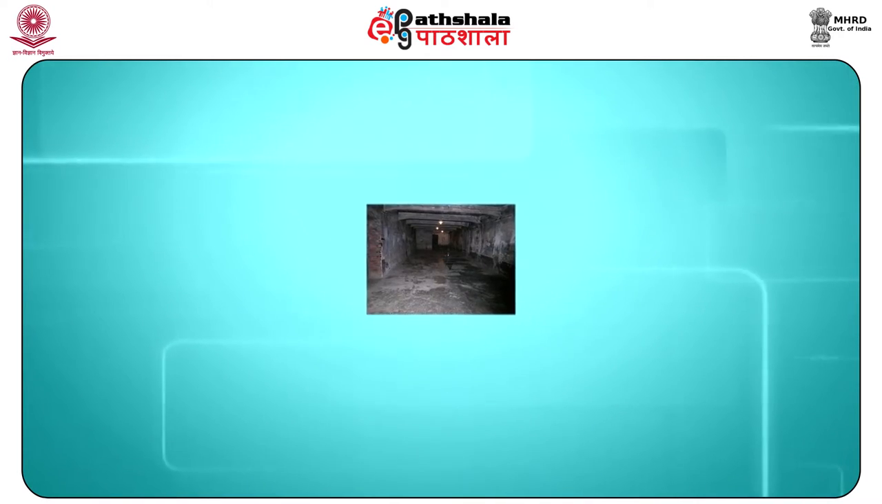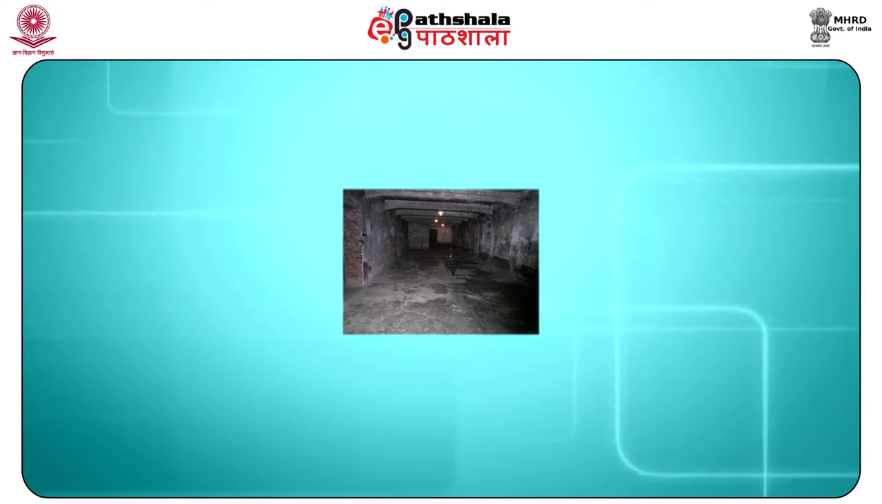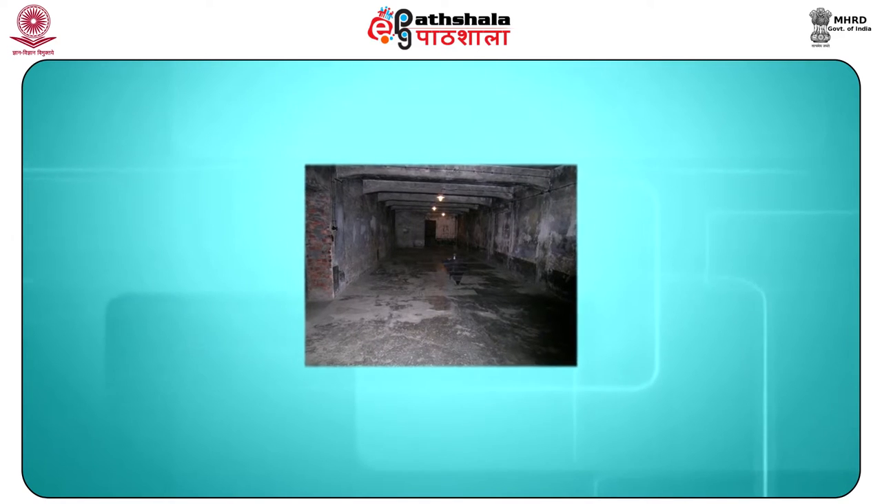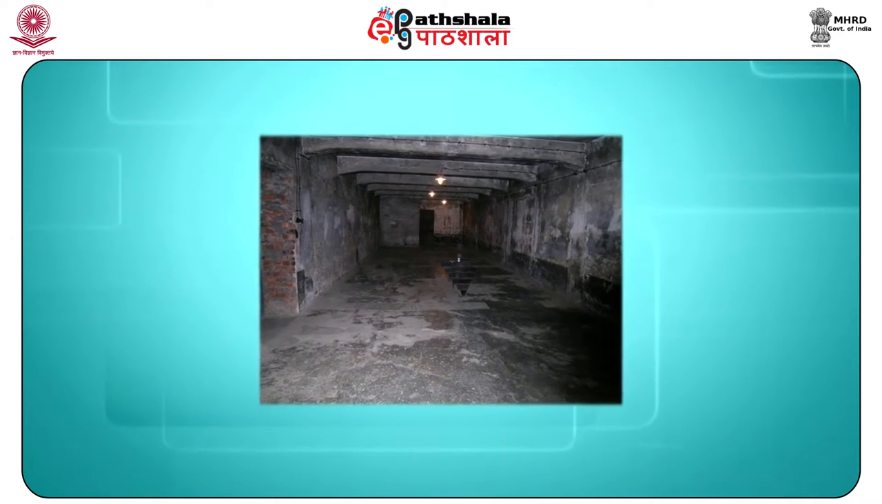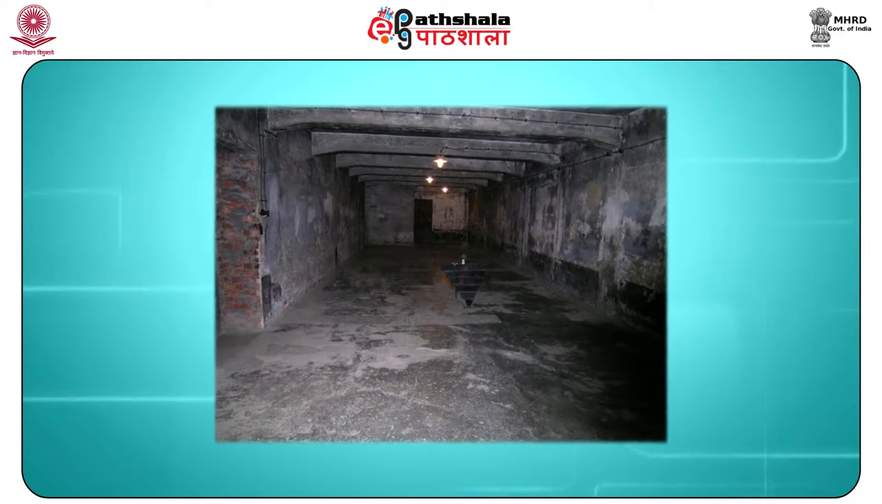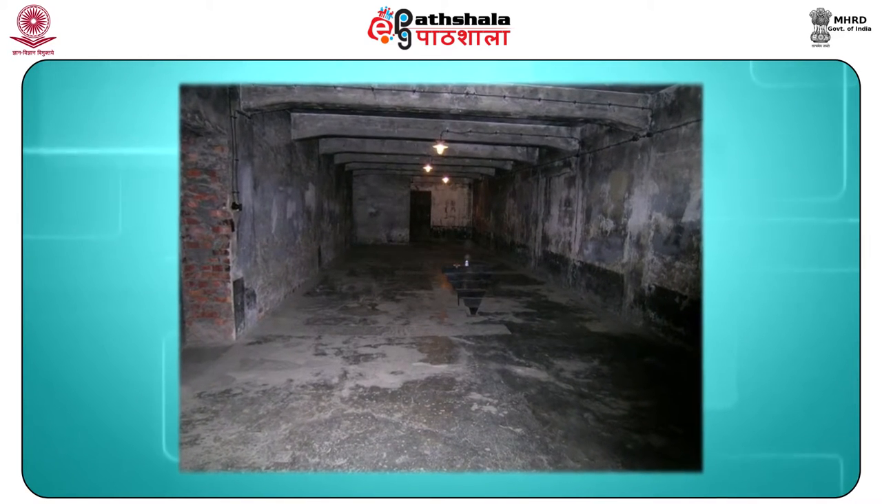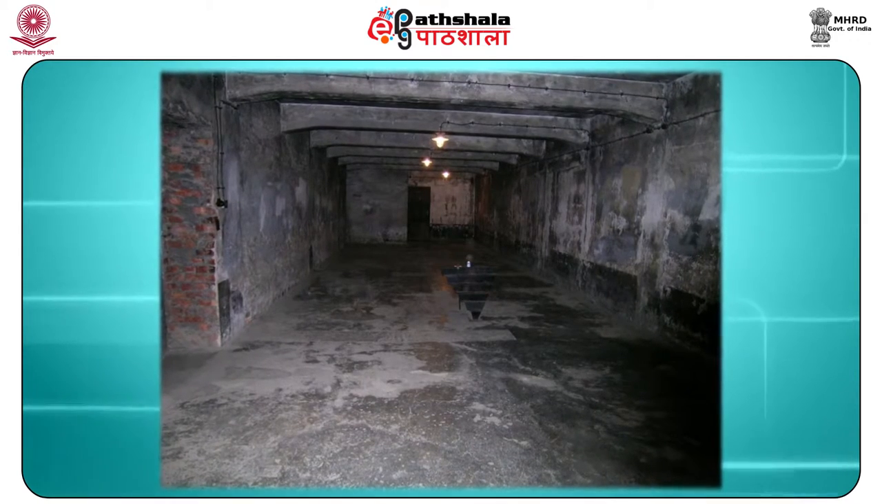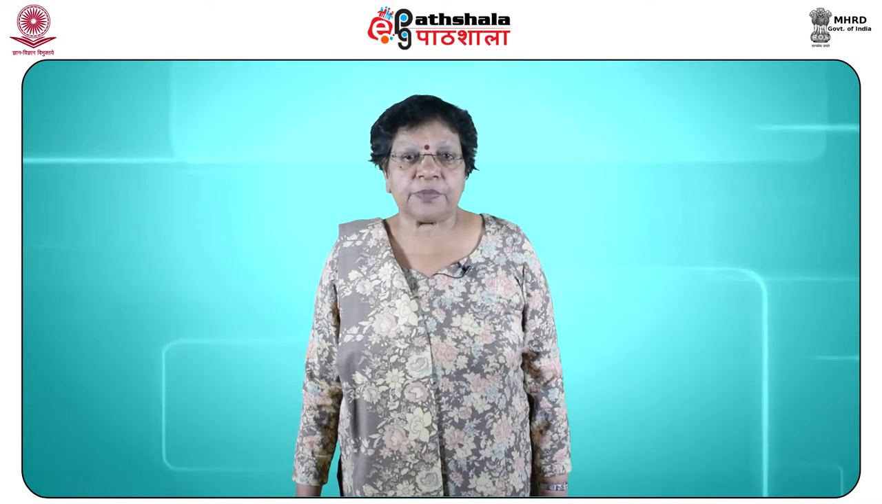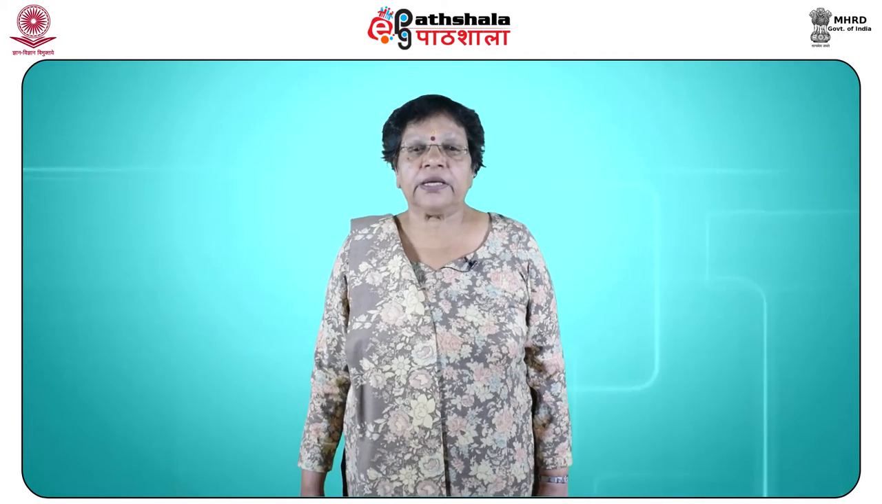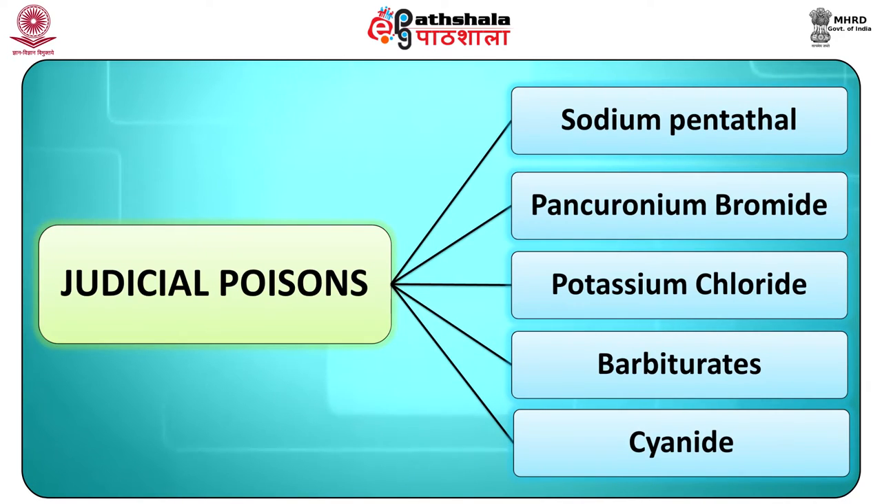In another, though extinct process, the condemned prisoners were strapped to a chair in a closed room, and several cyanide eggs were dropped into a pan of strong acid that led to the liberation of cyanide gas. Unconsciousness takes place very rapidly, though the heart continues to beat for 10 to 15 minutes, then death occurs. Sodium pentothal, pancuronium bromide, potassium chloride, barbiturates and cyanides are the favorite chemicals used for the purpose of judicial execution.